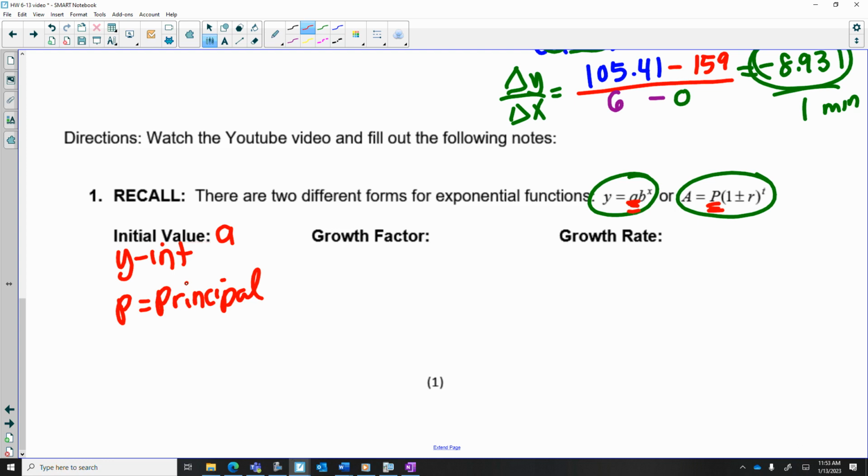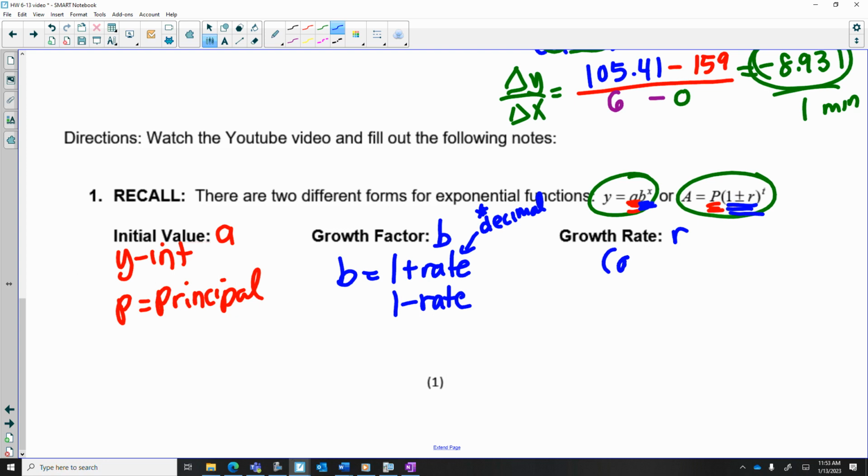Now we also have a growth factor or decay factor. That's the base b. And it's also equivalent to 1 plus the rate if it's growing, or 1 minus the rate if it's decaying. Remember, the rate has to be a decimal, so keep that in mind. Now to get the rate, that's denoted by the lowercase letter r, and we just have to remind ourselves it's a decimal. Okay, so that's review.